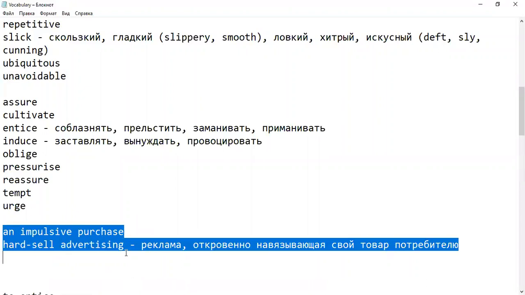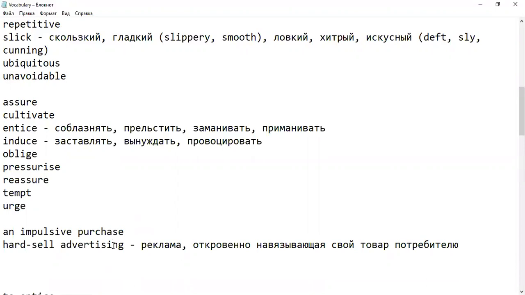And two expressions that might also be useful when you talk about advertising. They are also from advanced level. An impulsive purchase is when you see something and you buy it immediately. And hard sell advertising, that's also a collocation. It's when the advertiser is really persistent and is trying to make you buy something, so he's forcing this good on you, right?